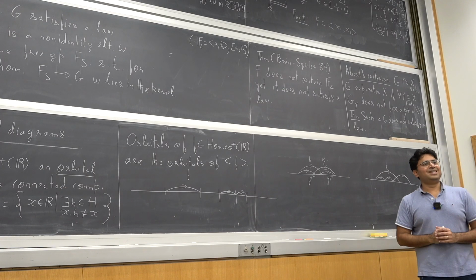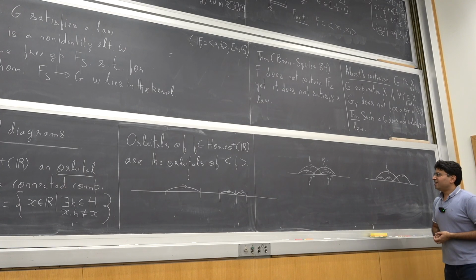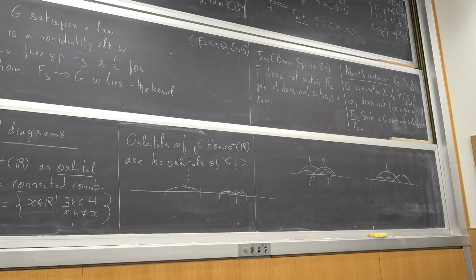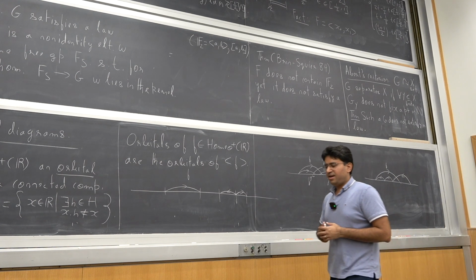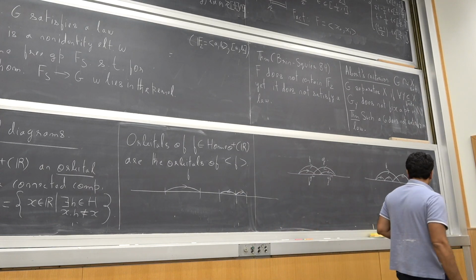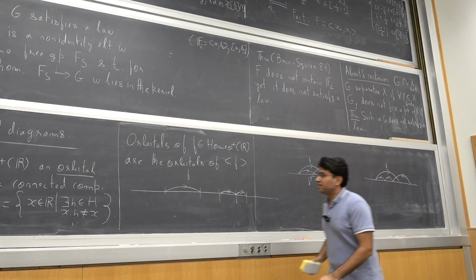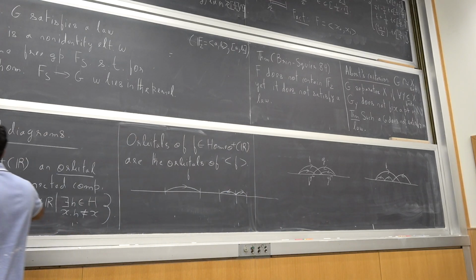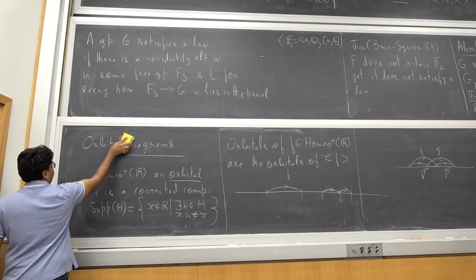Okay, so this is a really cute theorem of Brin and Squier, and it illustrates why F is so special. Another important historical theorem about Thompson's group F is the Brown-Geoghegan theorem.